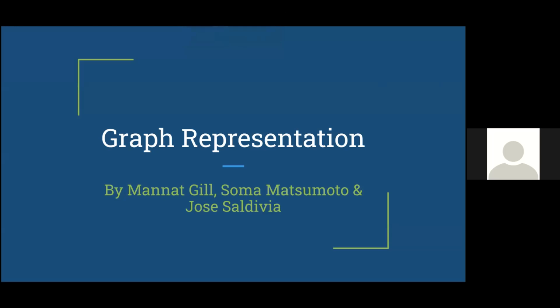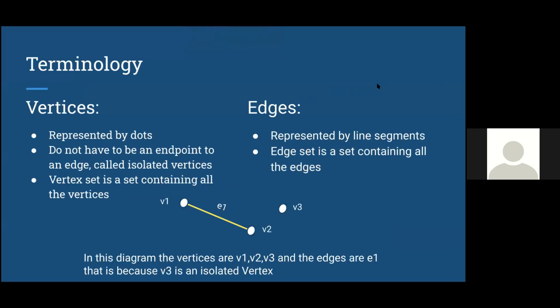Hello, class. My name is Jose Saldivia, and we're group number 2. Today we're going to talk with Mana, Soma, and myself about graph representation. First, I'm going to cover a little bit of terminology before we go through the examples we have. First I'm going to talk about vertices. Those are represented by dots, and they do not have to be attached to an edge. If they're not, they're considered isolated vertices.